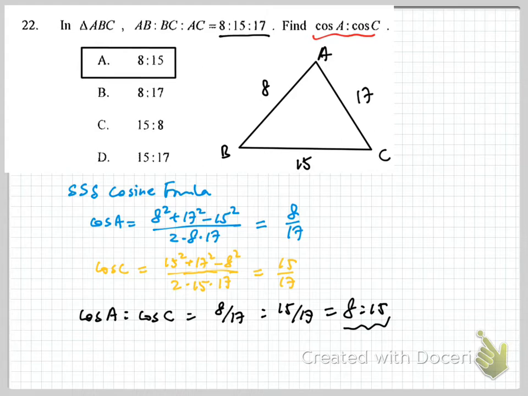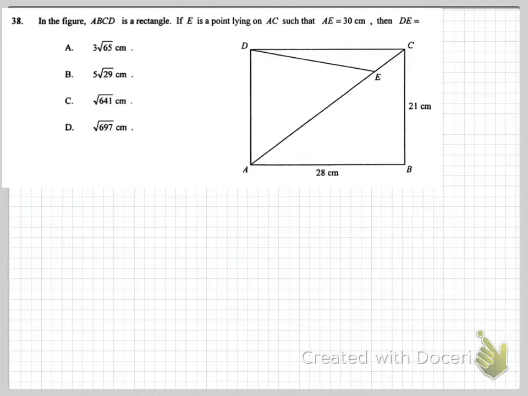So this is the first one. Now next up we have this one. We have a rectangle, and we have the dimensions of the rectangle. The red line is 28. So is this red line, because it is a rectangle. And then the blue line here will be 21. The blue line here will be 21.